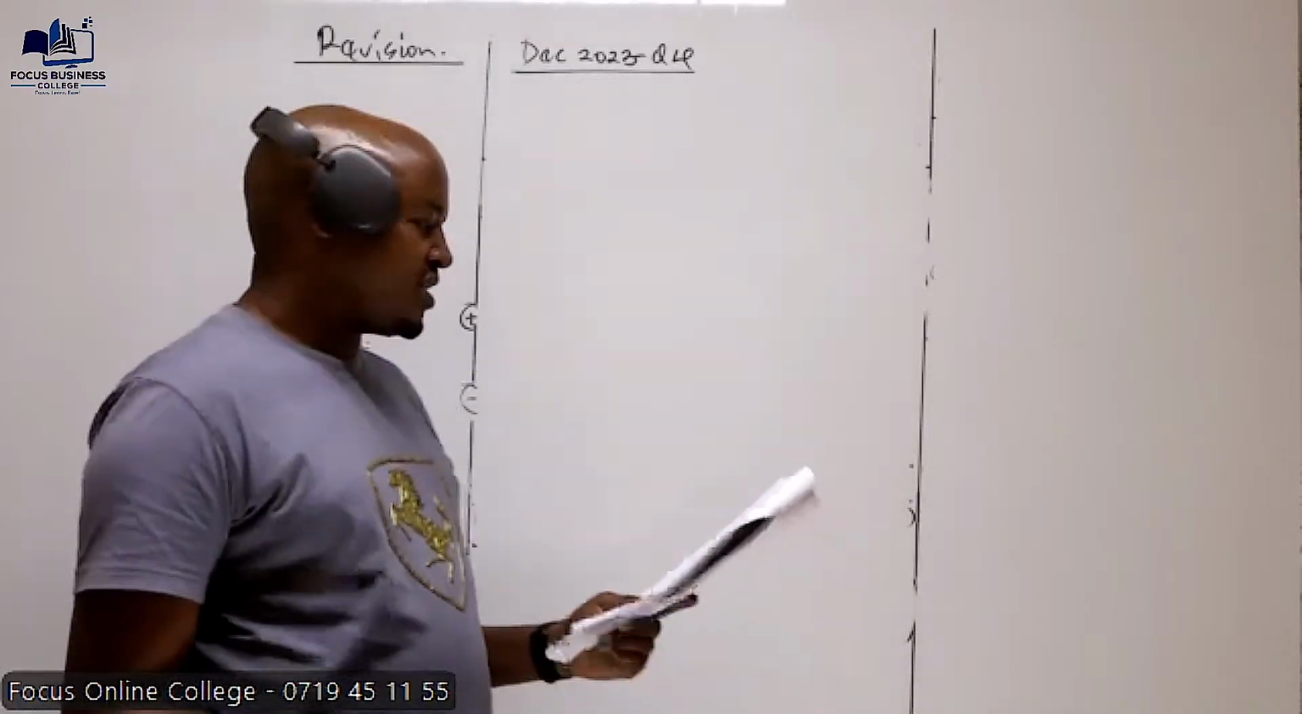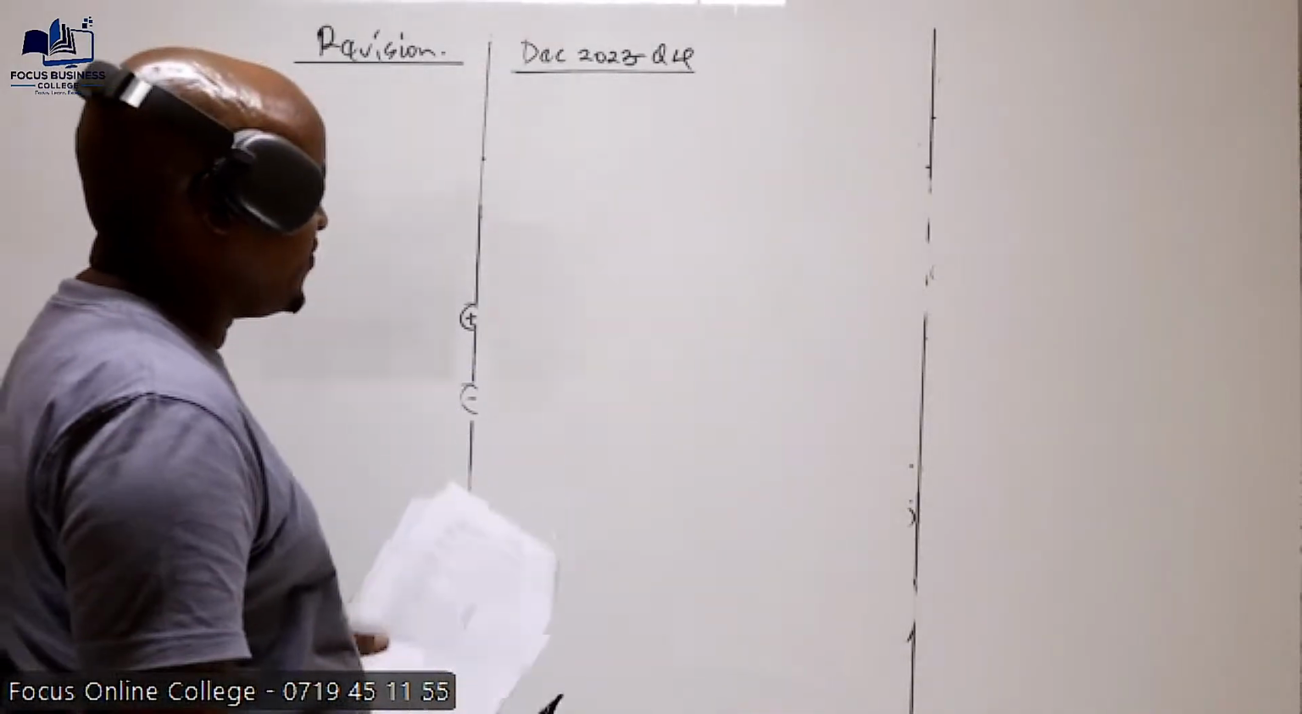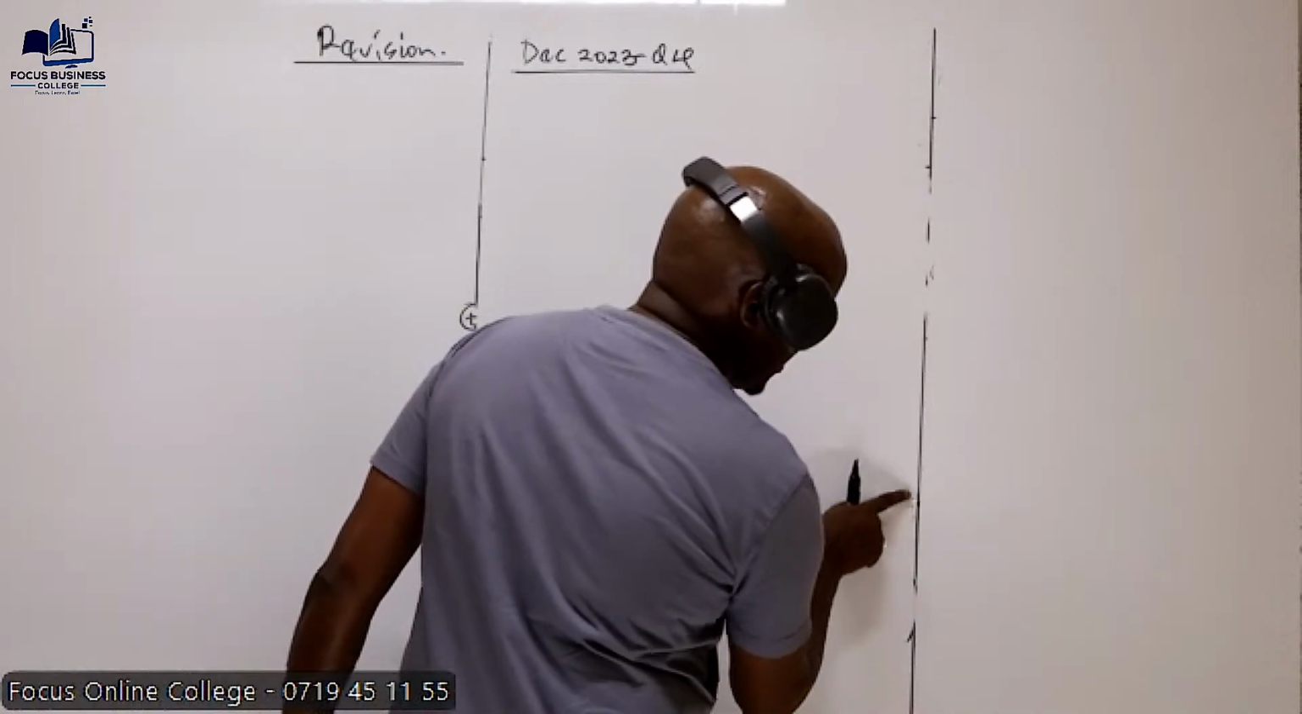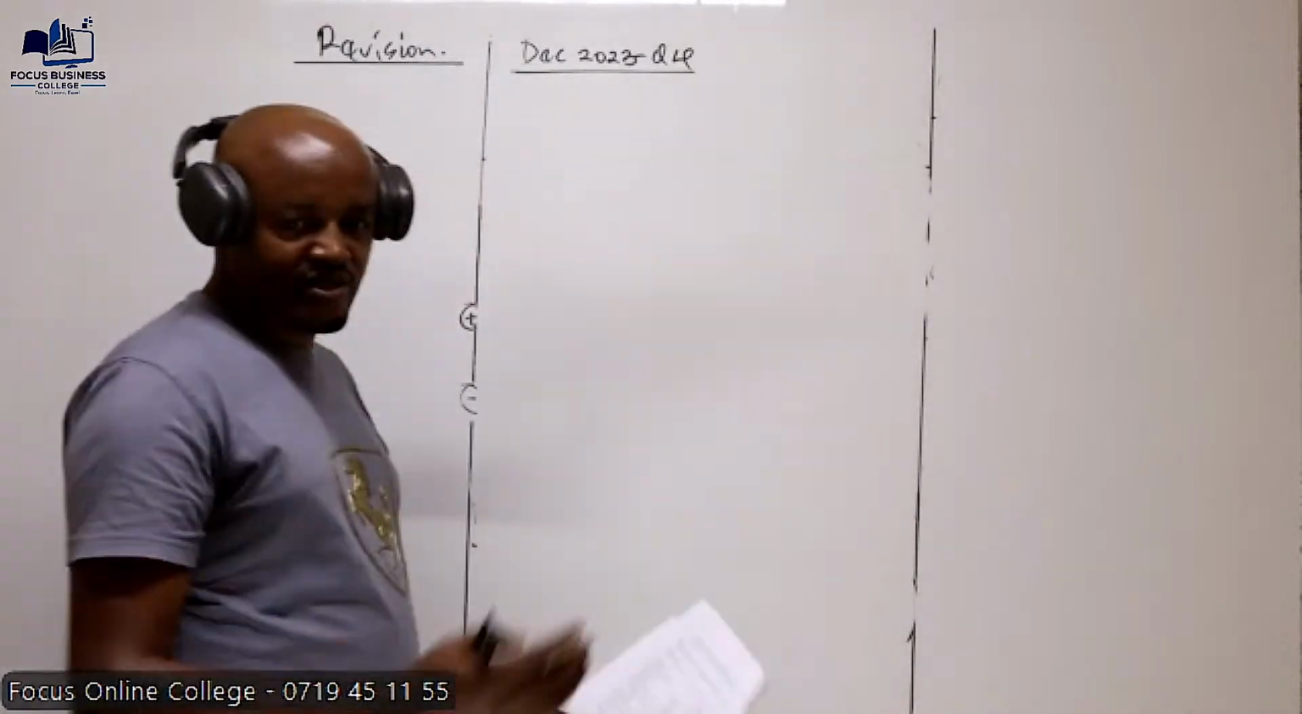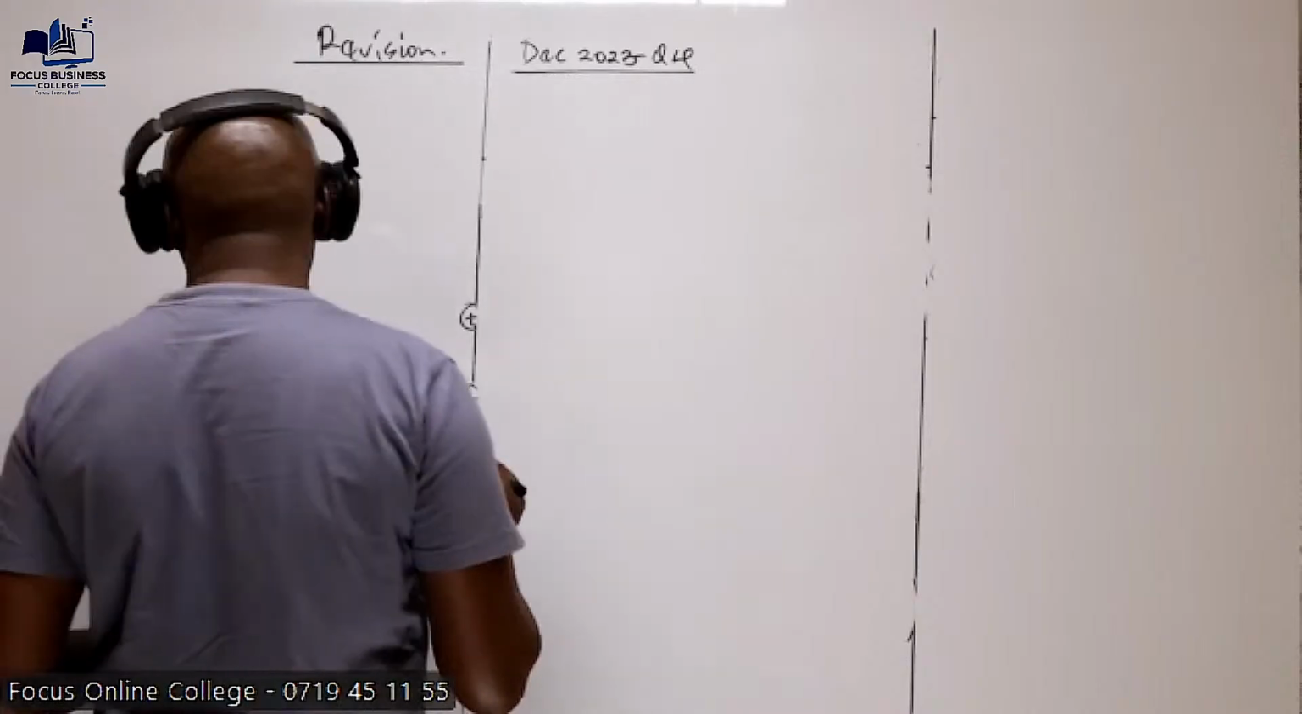So how many marks were allocated here? 20. So if you happen to come across this question, you should always start smiling because these are almost like 3 marks. Yes. So we go straight to preparing what is required.